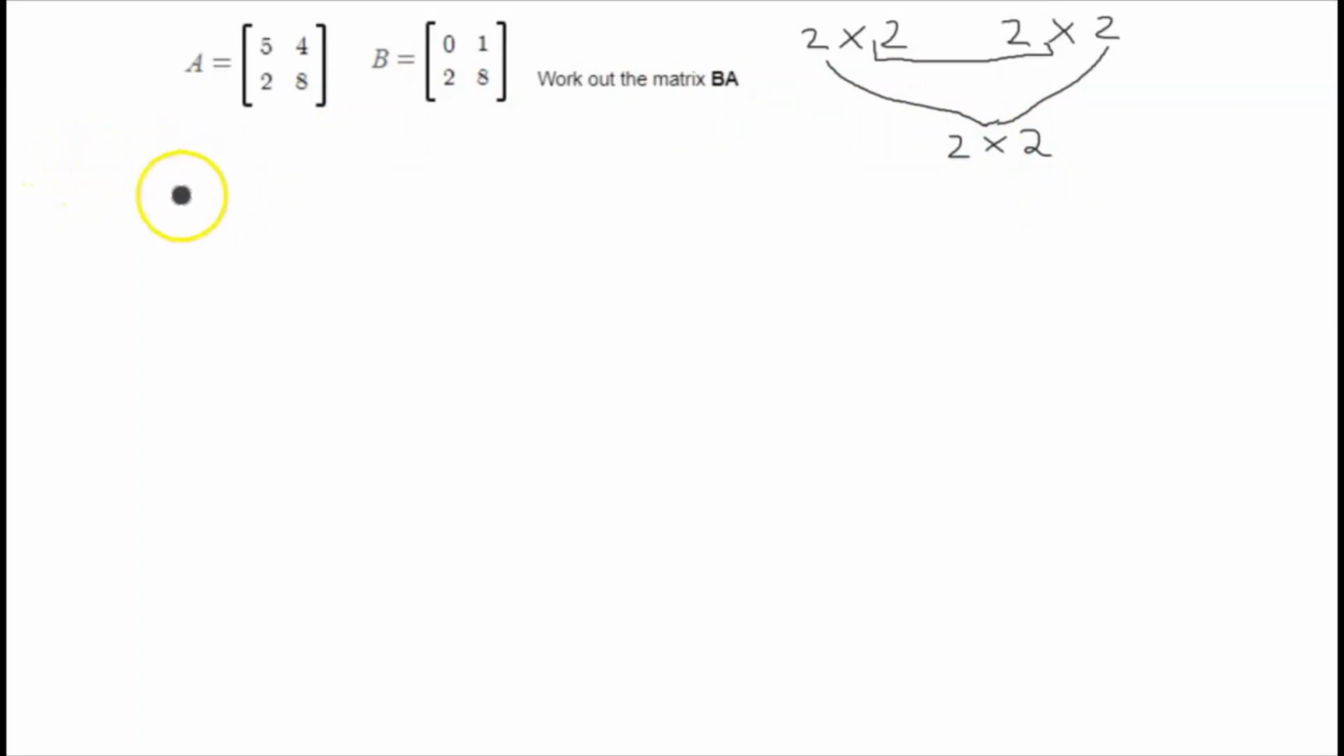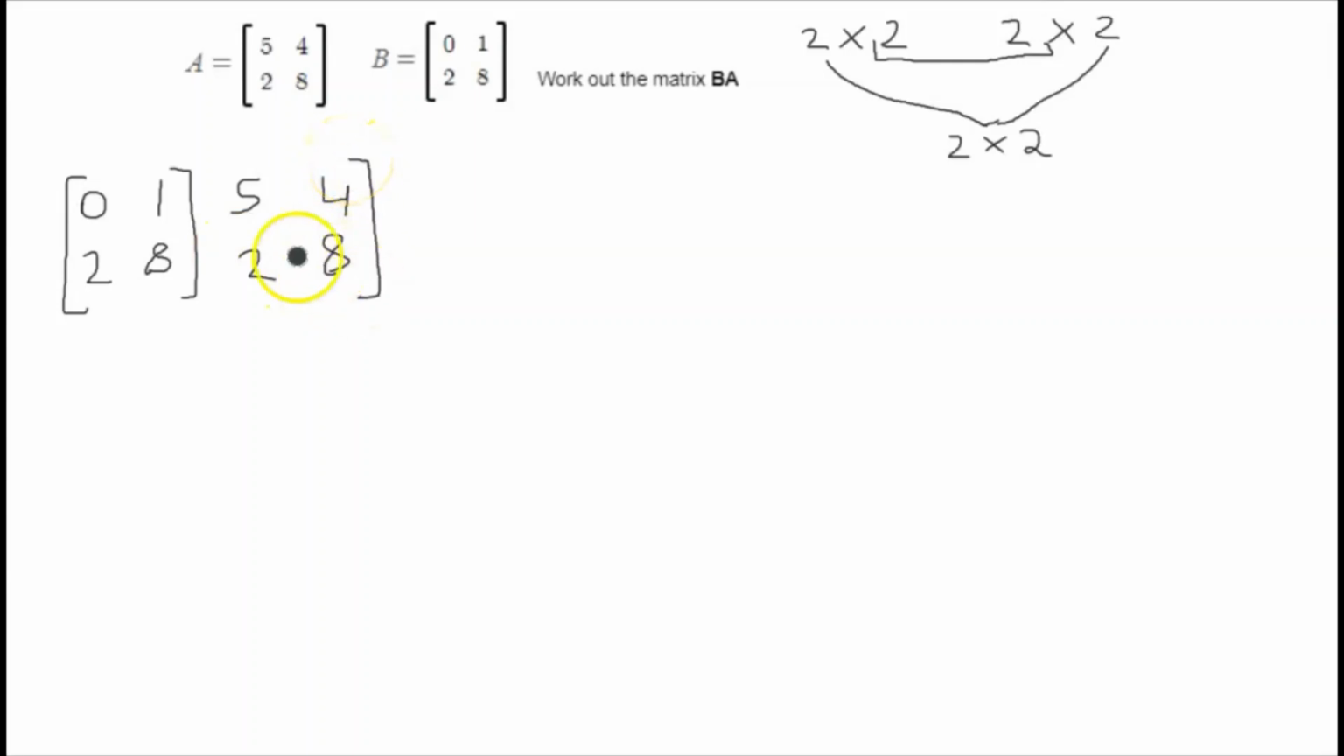So if we start off now, we're going to make sure that we write it as BA, not AB. So we've got to put our B first, because we can get different answers if we multiply it in the wrong order. So if we write this, this would be B, and we're multiplying that by A, which is 5, 4, 2, 8.